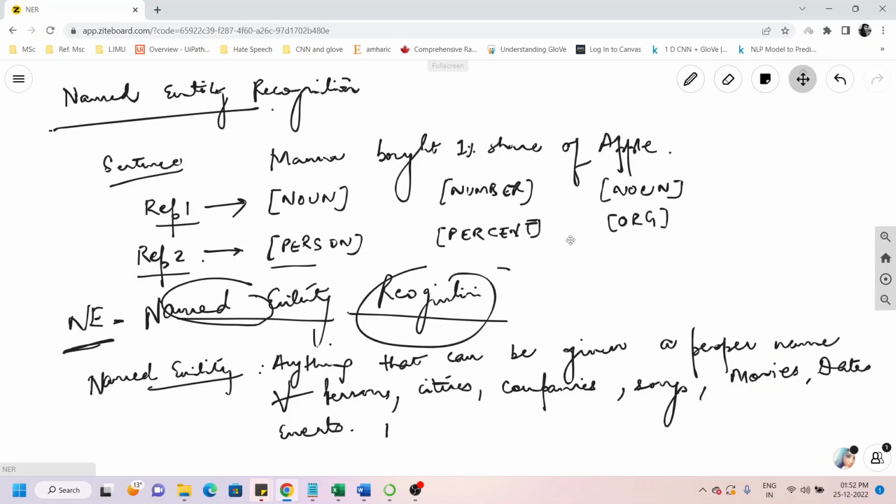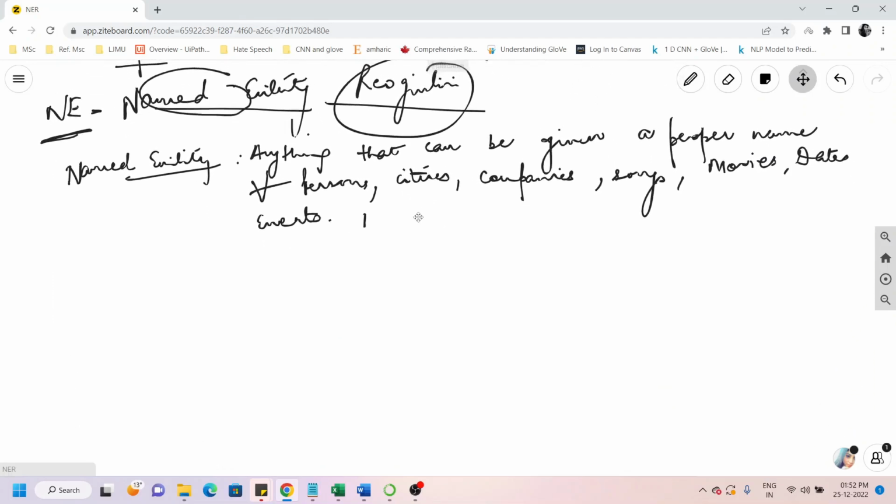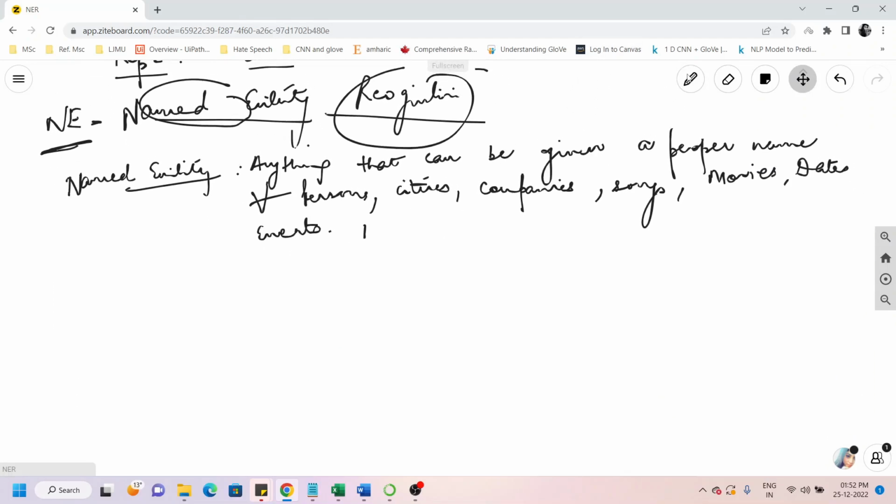So you are clear with what is a named entity? Anything that can be given a proper name, such as persons, cities, companies, songs, movies, states, etc. These are named entities. And what is NER? That is recognition. We are trying to recognize any such person, cities, companies, then we call it named entity recognition.